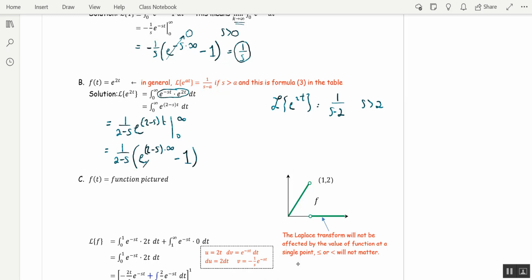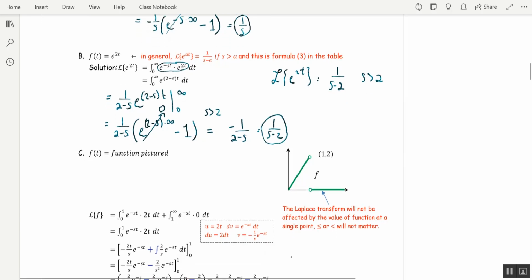Now, in order for this term to drop out and not be infinity, I need s to be larger than 2. So if s is bigger than 2, then I'm going to get negative 1 over 2 minus s. And indeed, that is 1 over s minus 2.